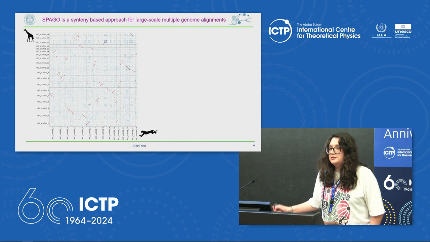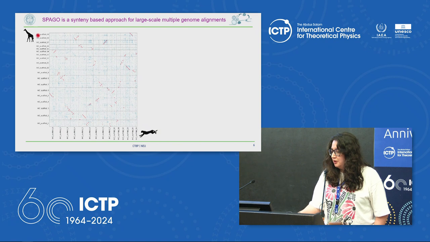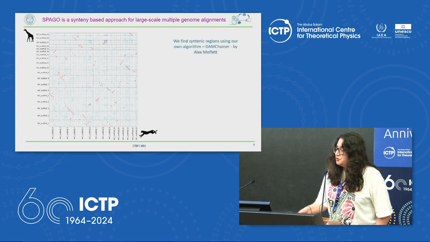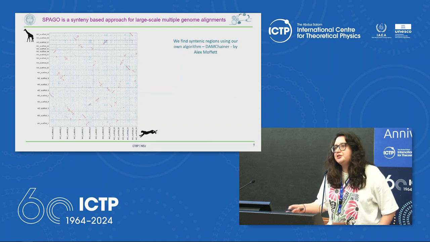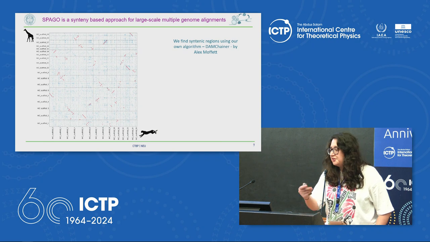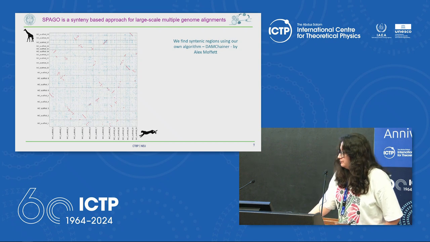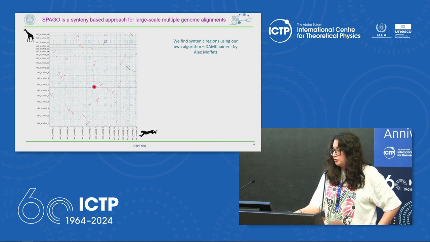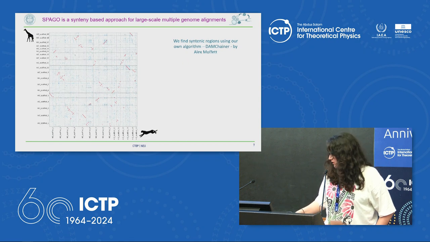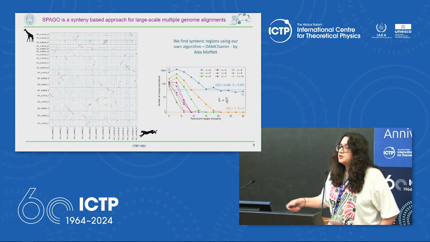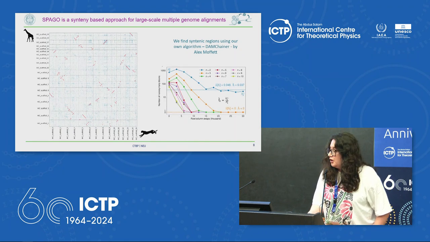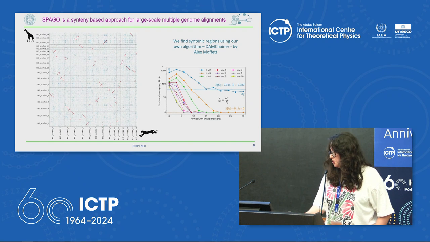Now, this is the real homology map for the whole genome of giraffe and cheetah. And the goal now is to find every conserved zone in this homology map. For this, we find these conserved regions or these syntenic regions using our own algorithm, DAGChainer, developed by our colleague, Alex Moffett. Highlighted in red here in the homology map, you can see all the syntenic regions found by this algorithm. This method also allows us to make some mathematical tests. For example, we can find that the probability of a false positive for syntenic regions of size 3 is almost zero.